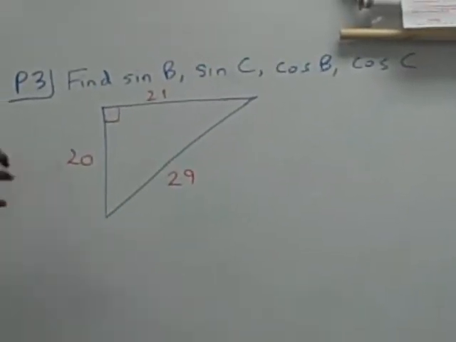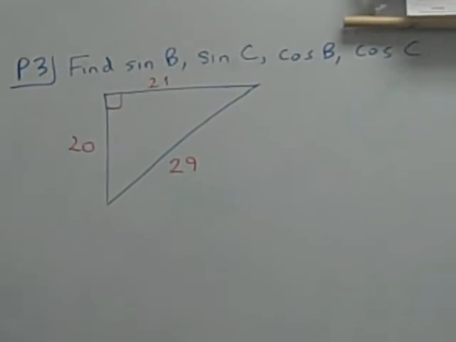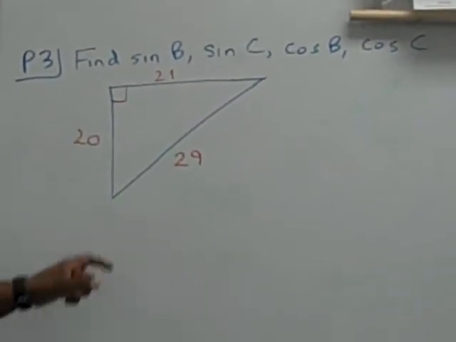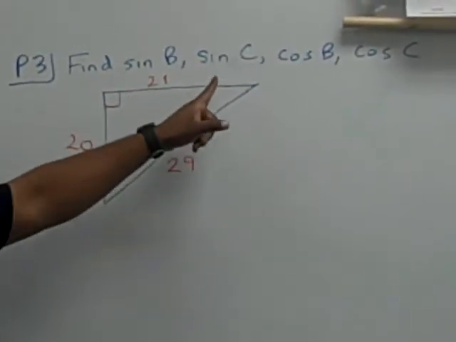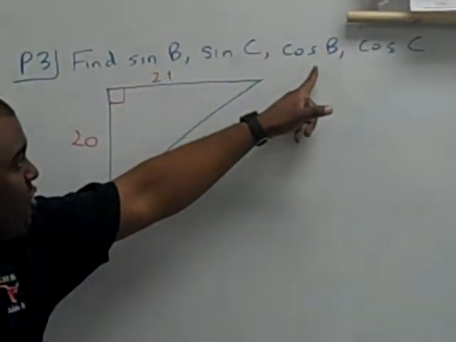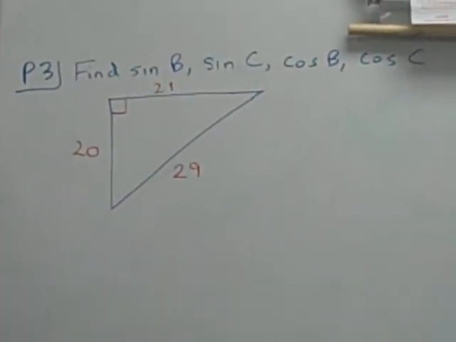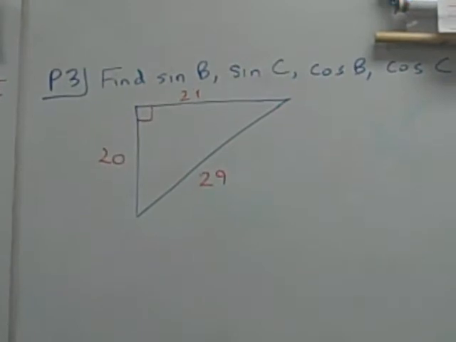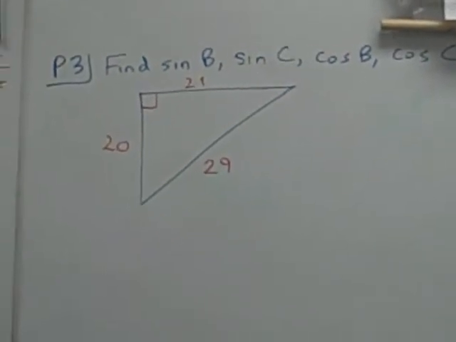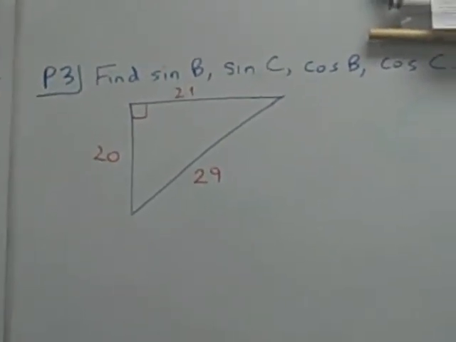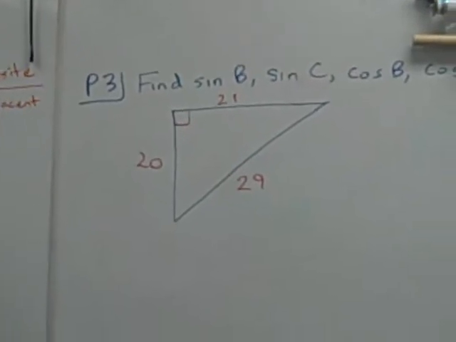All right, in our third example problem in our section, we need to find 4 different ratios: the sine of angle B, the sine of angle C, the cosine of angle B, and the cosine of angle C. And of course, we have our picture here. So I'll give you a moment to jot this down, and then we're going to start answering our question.